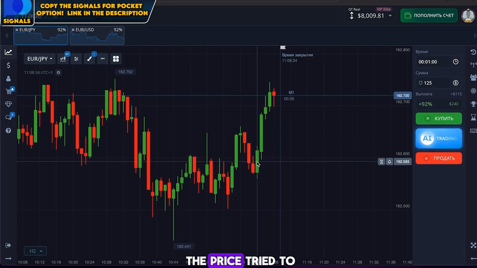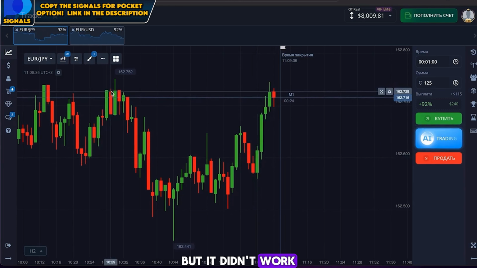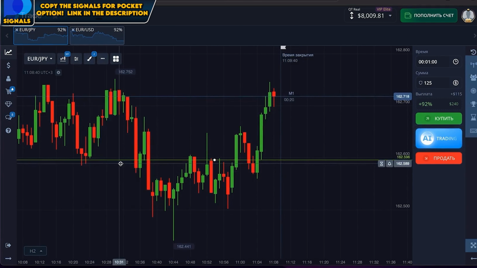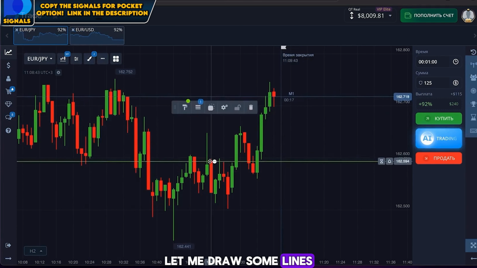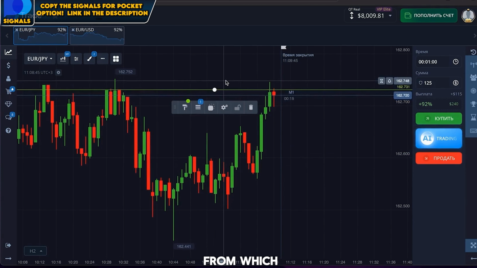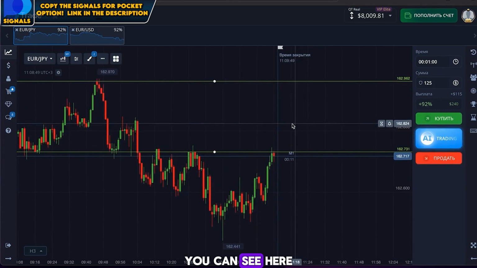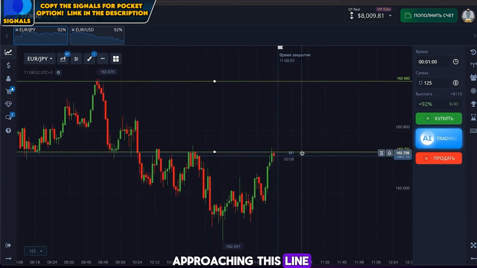We can see that the price tried to turn around here, but it didn't work. And now it's moving towards the previous maximum that we have held here. Let me draw some lines. We have this dip, from which the price is now moving in a completely different direction. You can see here how the price is approaching this line.